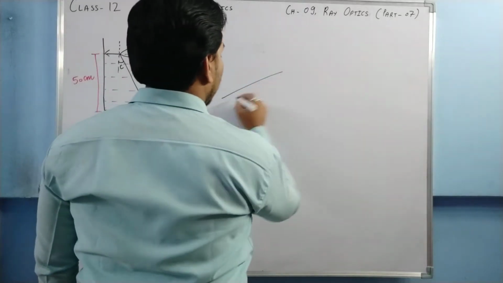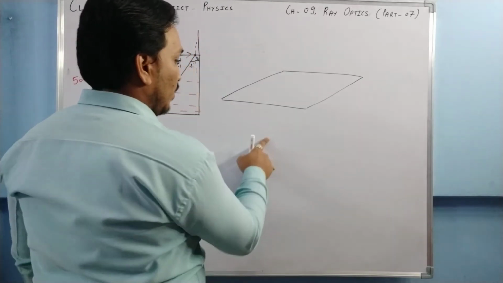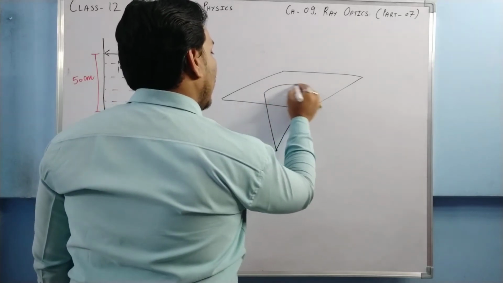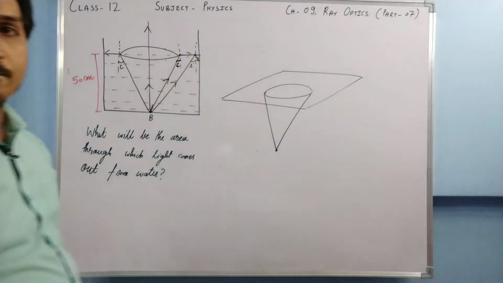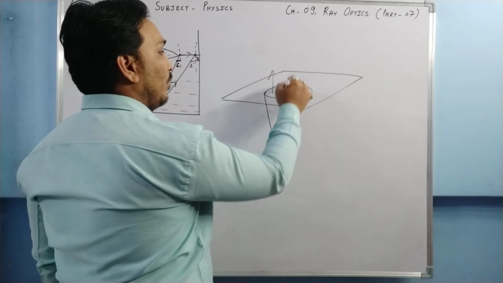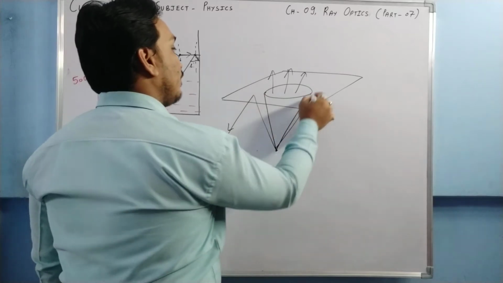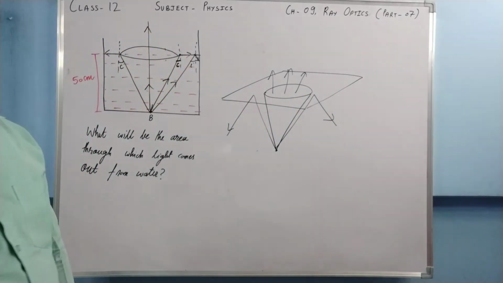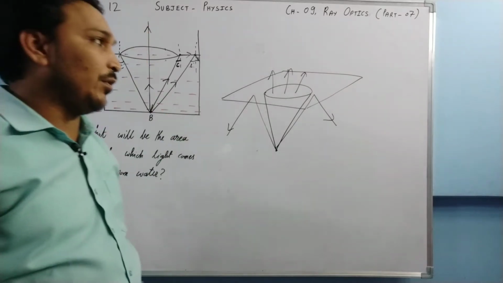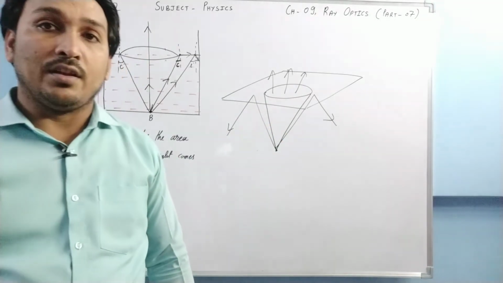It is something like this. If this is your water surface and this is the bulb placed at the bottom, then from the bulb we will have a kind of surface like this. From this part of the water surface the light will come out, and from this part the light is being reflected back. This is how the light will behave inside the water, because light is going from denser medium to rarer medium, and for these rays it is falling at an angle greater than the critical angle.